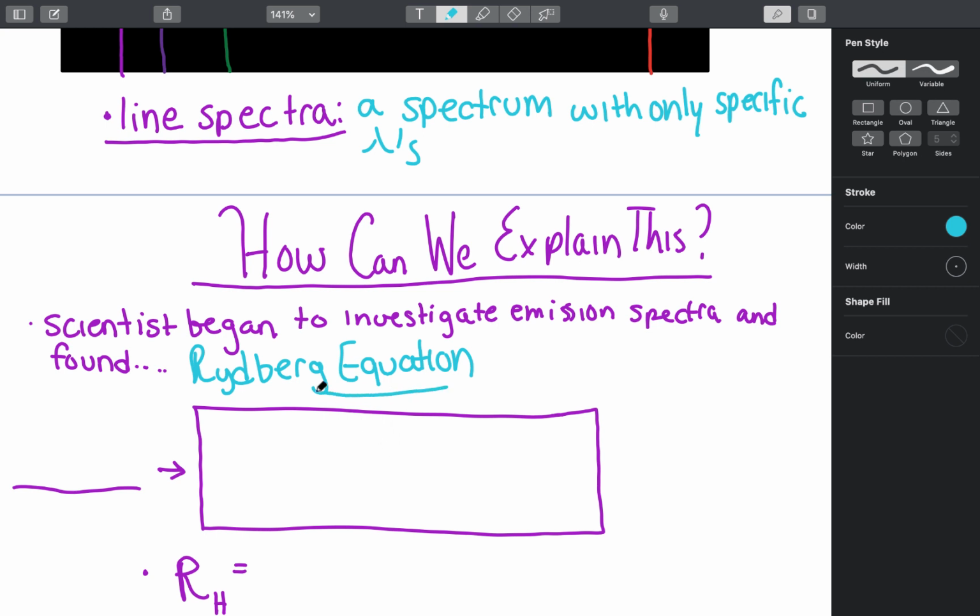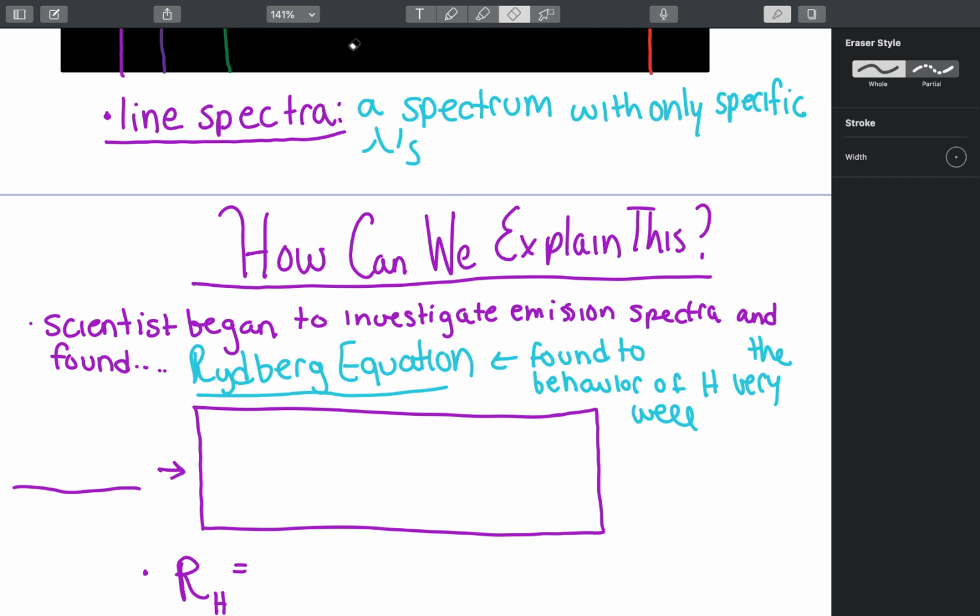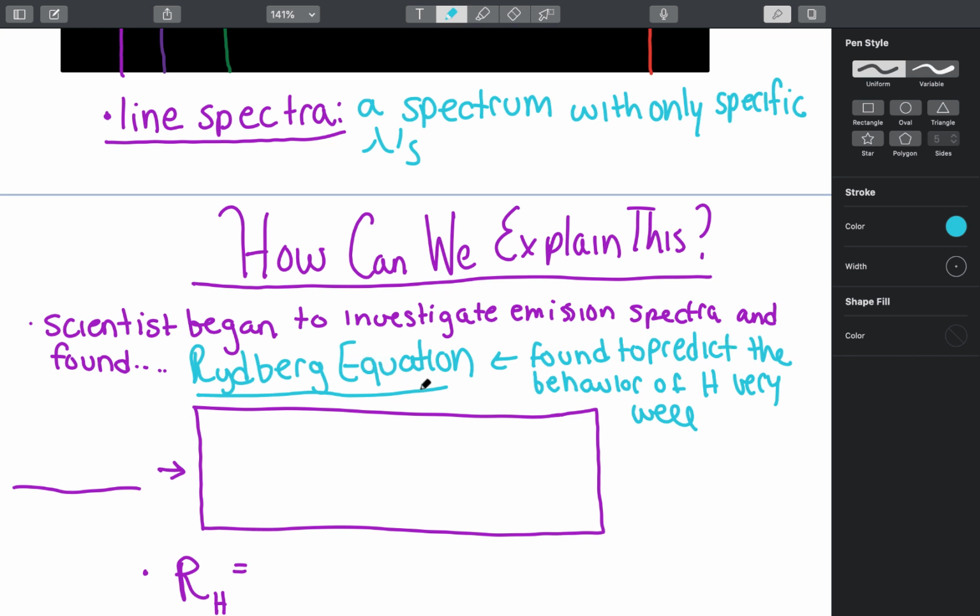And the Rydberg Equation was actually found to explain the behavior of hydrogen very well. So this Rydberg Equation was found to explain and predict the spectra of hydrogen very well. So let's actually change this to predict and not explain. So the Rydberg equation was found to predict the behavior of hydrogen very well.